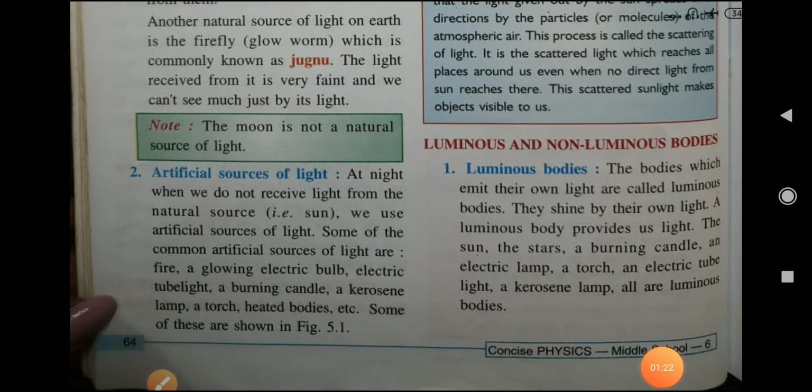Now, luminous and non-luminous bodies. So the bodies which emit light on their own are called luminous bodies, as sun, stars, burning candle, electric lamp. All these are luminous bodies because they emit light of their own. Okay, they shine by their own light, and a luminous body provides us light. Okay, now the next is non-luminous bodies.